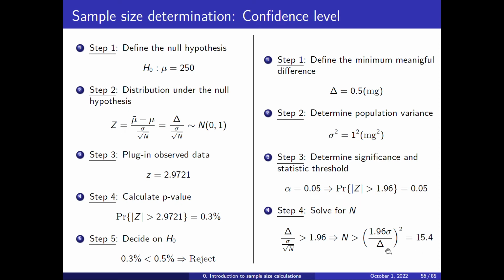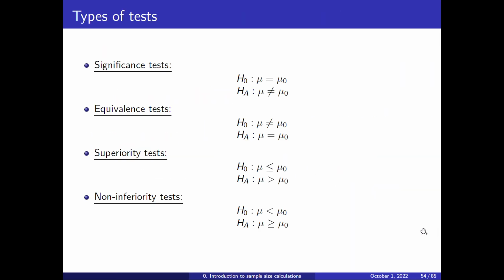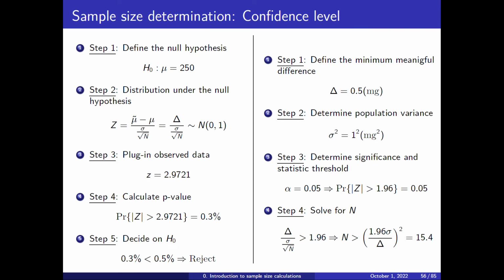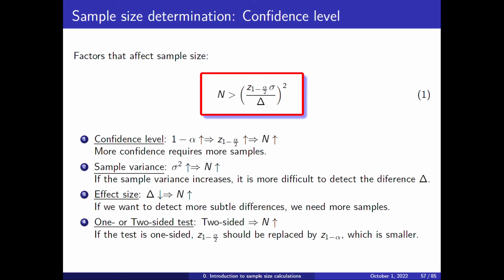So n has to be larger than 15, so 15.4, so it has to be 16. Sorry, yeah, like this. Okay, so it has to be larger than 16. Okay, so now I have here a more general formula. It is almost the same.